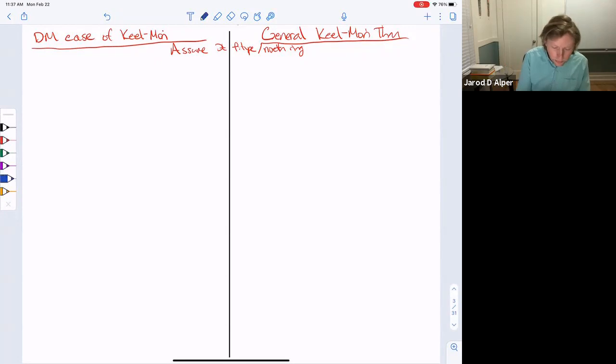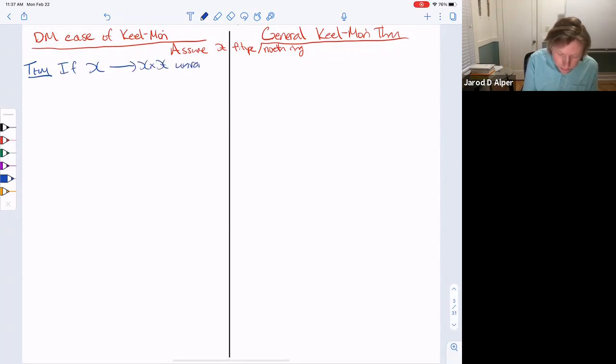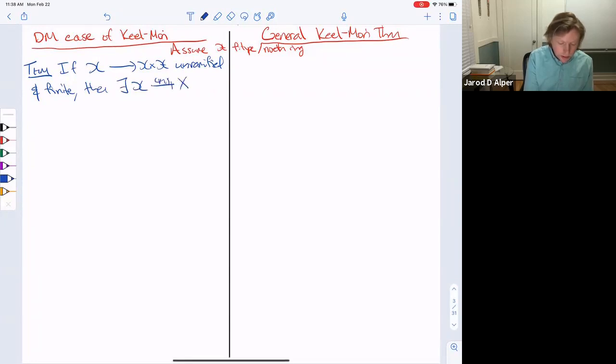Right, and in the Keel-Mori theorem, let me give a slightly different formulation than on the last page. I'll say that if the diagonal is unramified and finite, then there exists a coarse moduli space. And keep in mind here, the unramified condition is the condition that the stack is Deligne-Mumford, and this finite is the condition that X is separated. But the general Keel-Mori theorem is the following: all you need to know is that the inertia is finite.